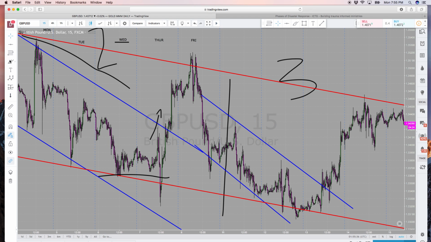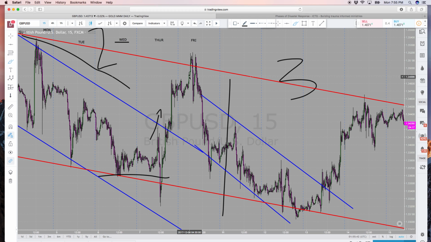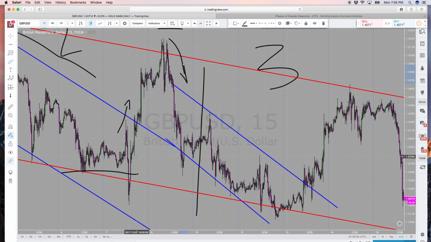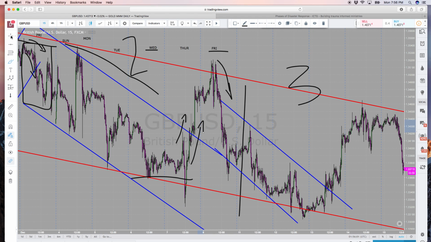Now, Thursday, like we said, there was a midweek reversal, and then Friday, we have a trap day. They reversed the market again. If you thought they were going up, well, nope. We decided to go down today.